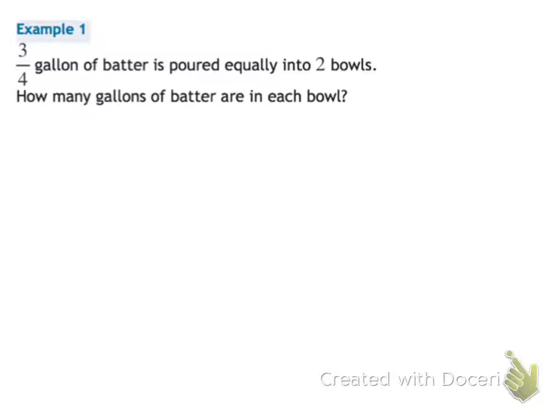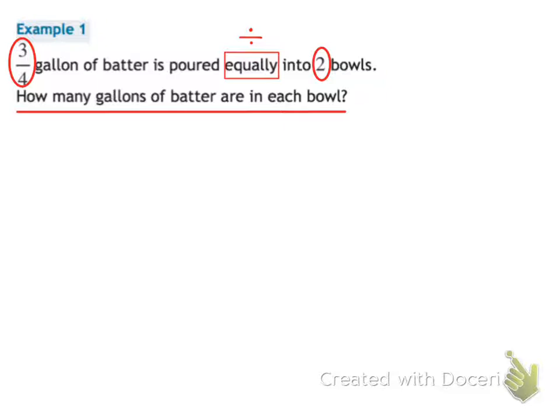So let's start with example 1. We have 3/4 gallon of batter is poured equally into 2 bowls. How many gallons of batter are in each bowl? So let's look at the information that it's giving us. I have 3/4 gallon of batter, and that is poured equally into 2 bowls. The word equally tells me I'm dividing. And I need to answer how many gallons of batter are in each bowl.